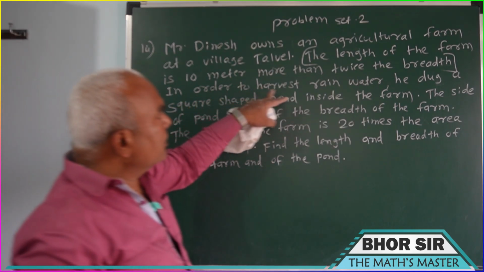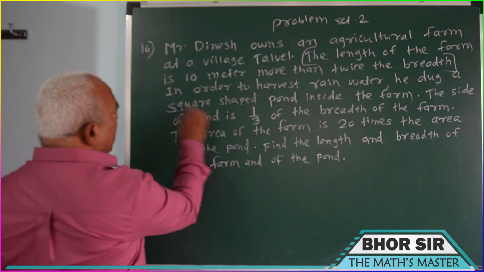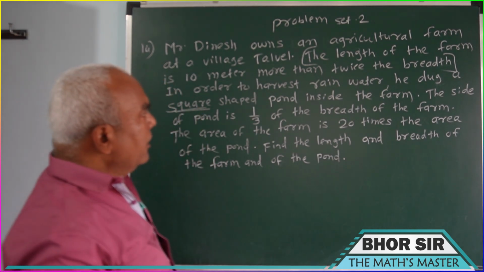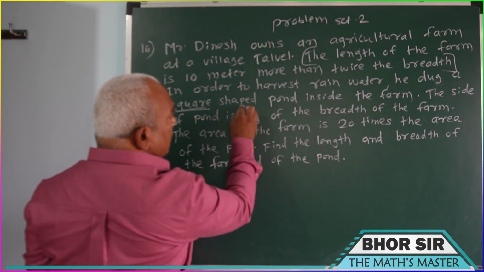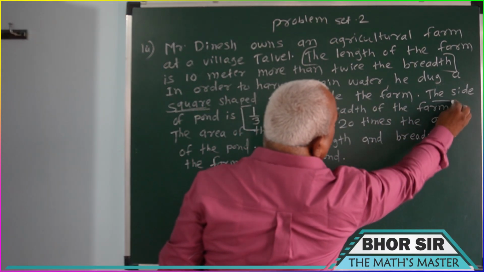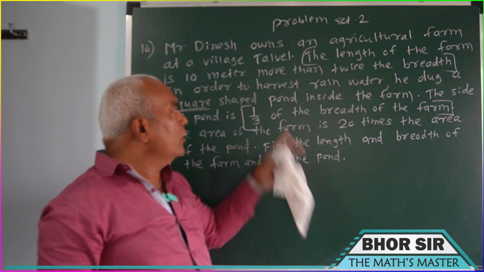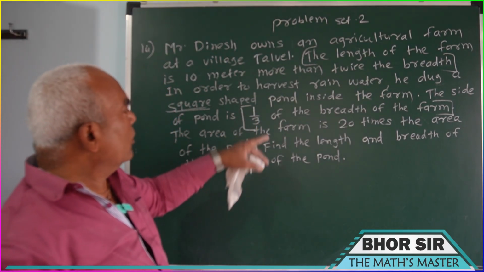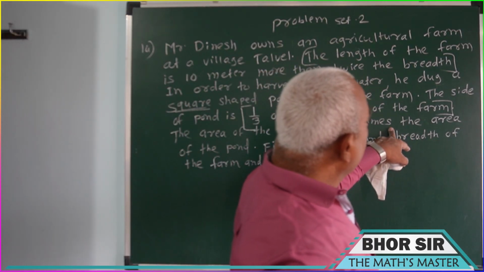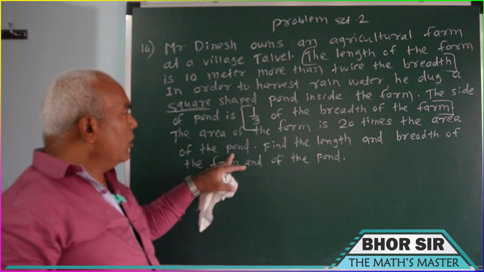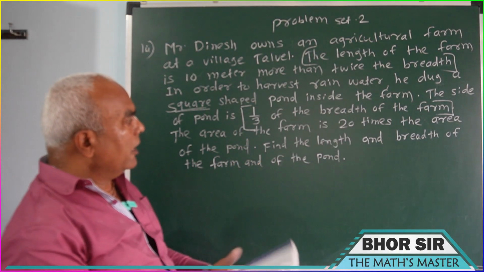In order to harvest rainwater, he dug a square-shaped pond inside the farm. The side of the pond is 1/3 of the breadth of the farm. The area of the farm is 20 times the area of the pond. Find the length and breadth of that farm.